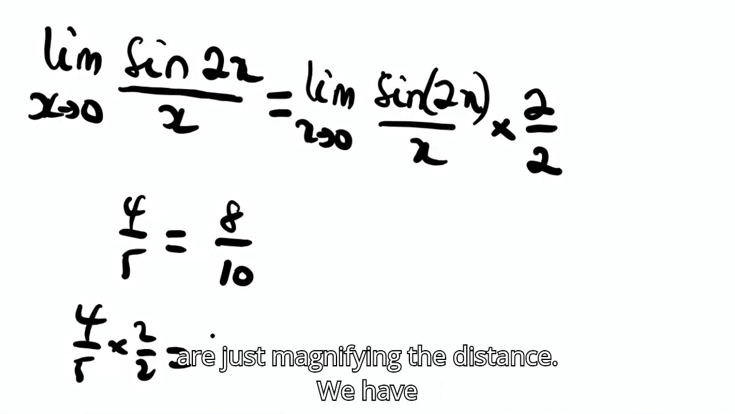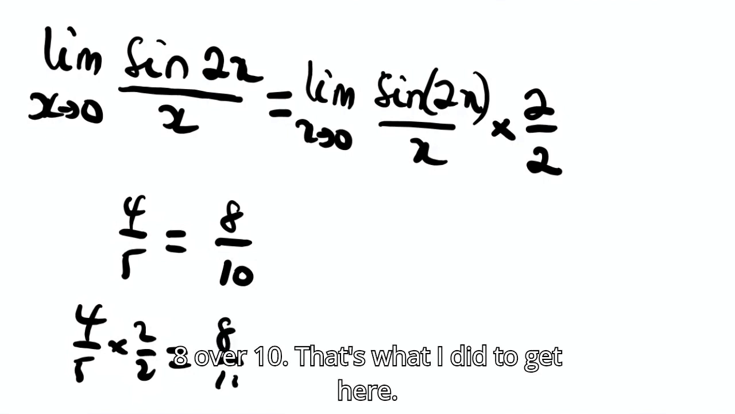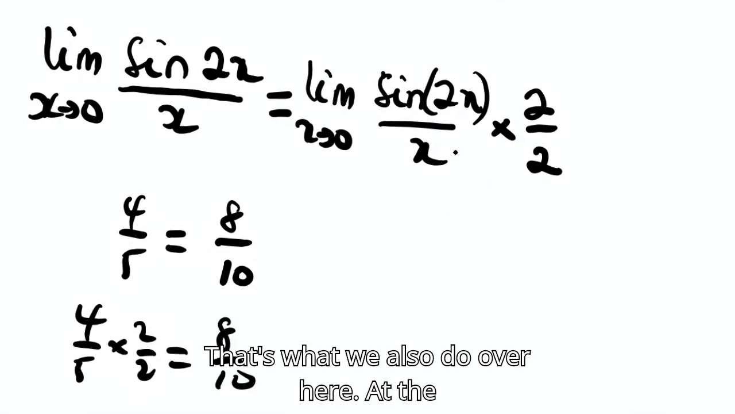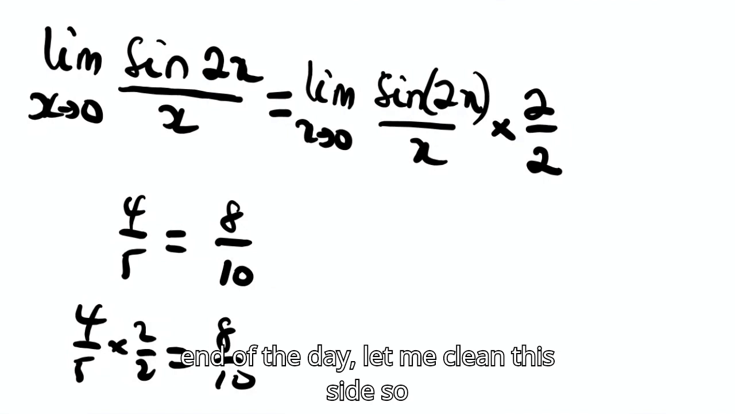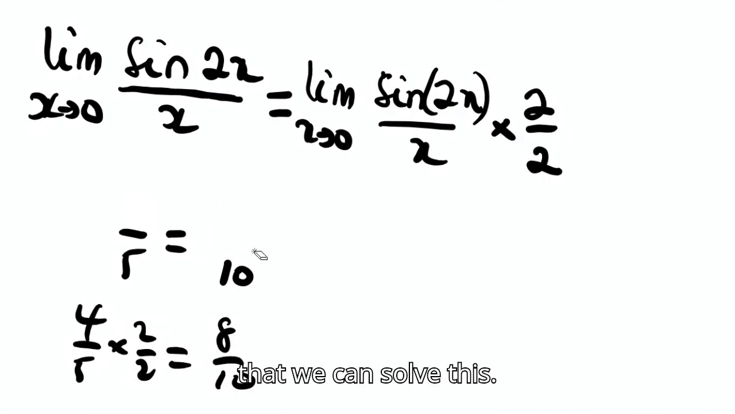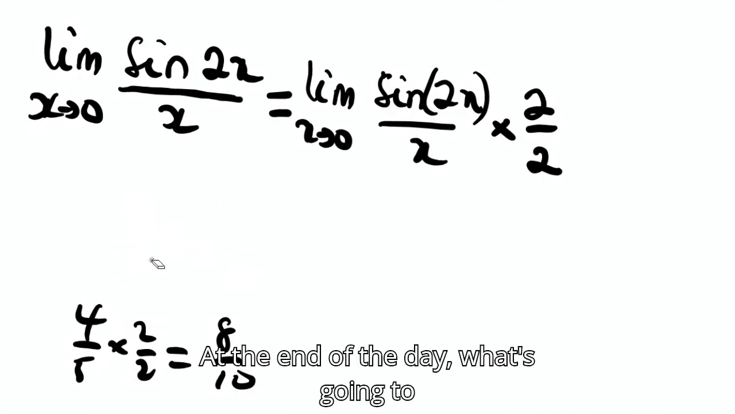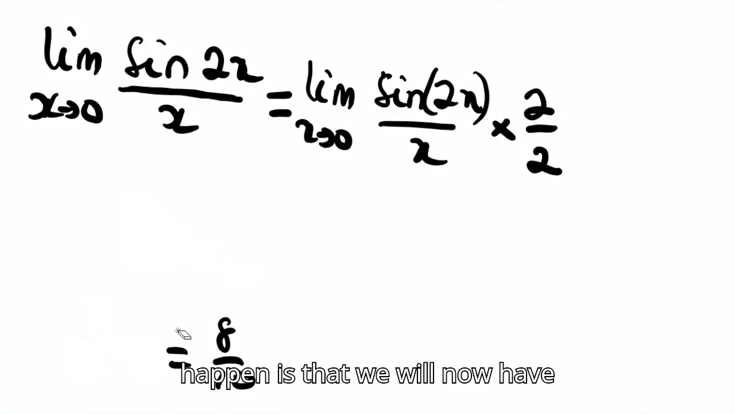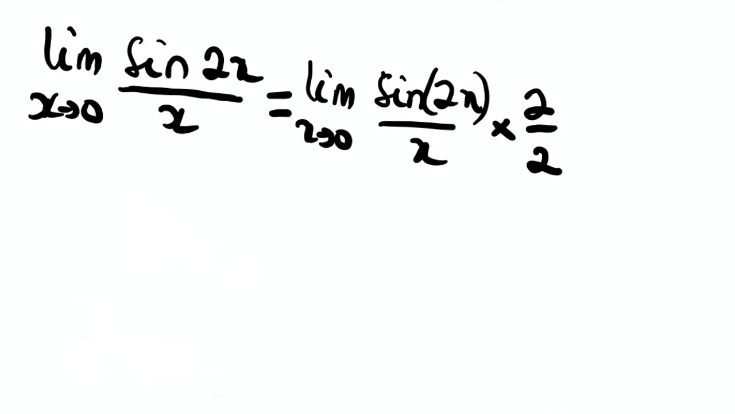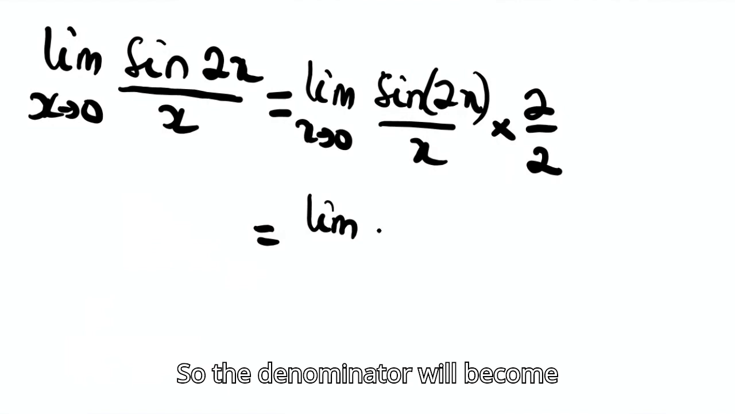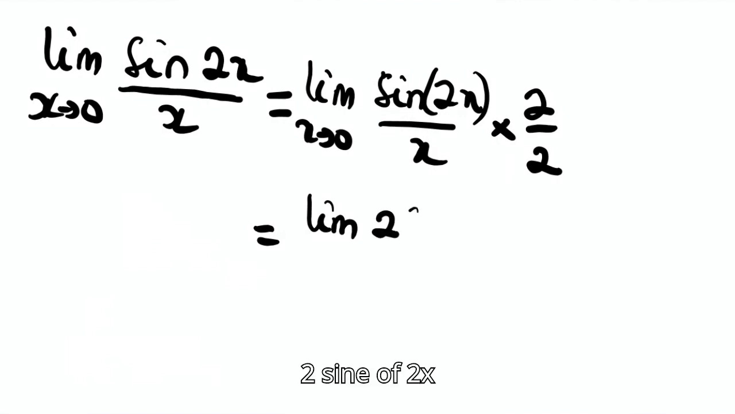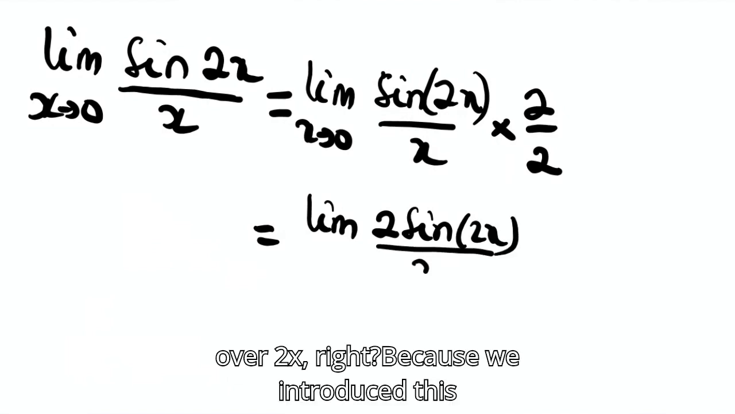So we are just magnifying the distance. So you have 8 over 10. That's what I did to get here, and that's what you also do over here. At the end of the day, let me clean this side so that we can solve this. We will now have this in this form, the limit, where the denominator becomes 2 times 2x, because we introduced this factor, which is this one.